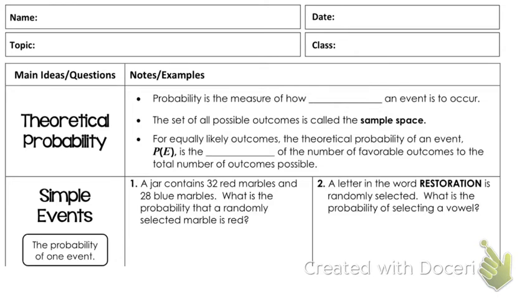So probability is the measure of how likely an event is to occur. The set of all possible outcomes is called the sample space. So any outcome that could happen for an event is the sample space. So like, let's say I roll a die. What are the possible outcomes I get from rolling one die? I get 1 through 6, right? So that's the sample space: 1, 2, 3, 4, 5, 6.